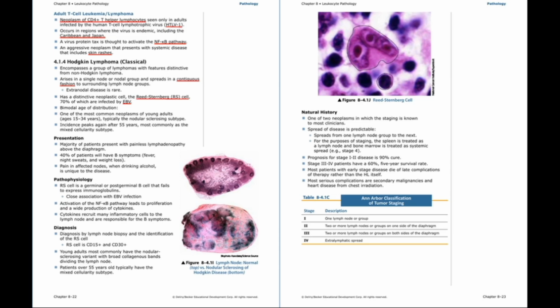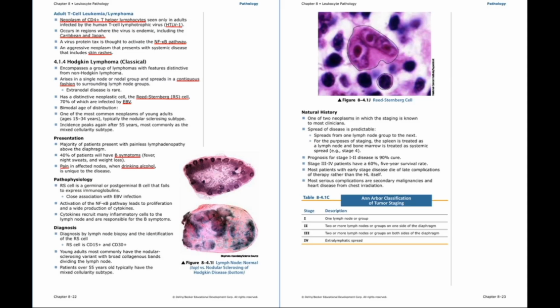The majority of patients of either type present with painless lymphadenopathy above the diaphragm, which of course most commonly will be our supraclavicular lymph nodes. About 40% of the patients have B symptoms: fever, night sweats, weight loss. Uniquely, drinking alcohol can actually cause pain in the affected nodes. There's really no other disease with this extraordinary finding.